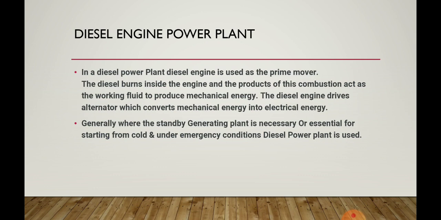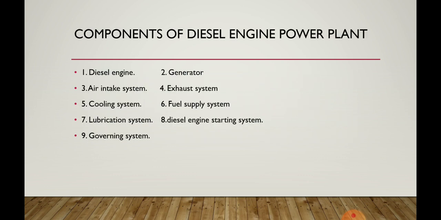The next new topic is the diesel engine power plant. In a diesel power plant, a diesel engine is used as a prime mover. The diesel burns inside the engine and the products of this combustion act as the working fluid to produce mechanical energy. The diesel engine drives the alternator, which converts the mechanical energy into electrical energy. Generally, where a standby generating plant is necessary or essential for starting from cold and under emergency conditions, this type of plant, that is the diesel power plant, is used.